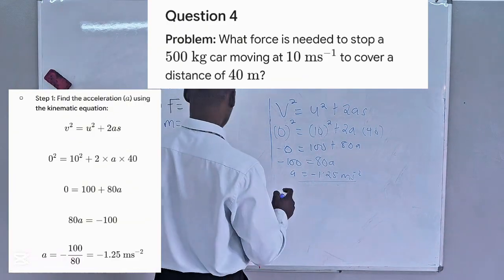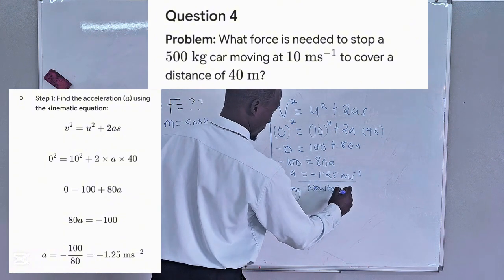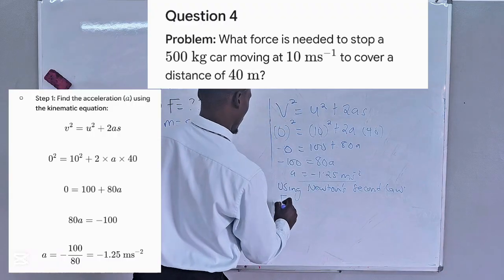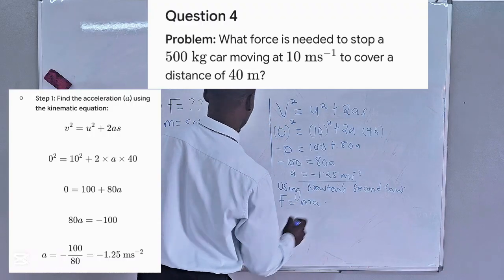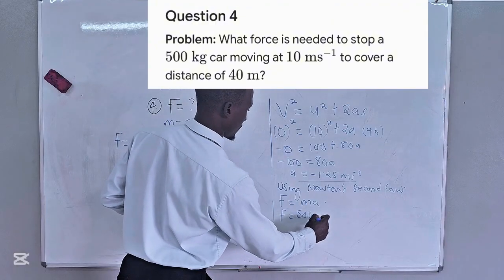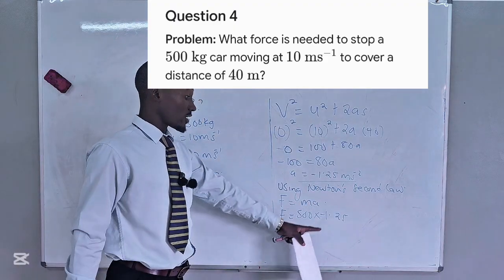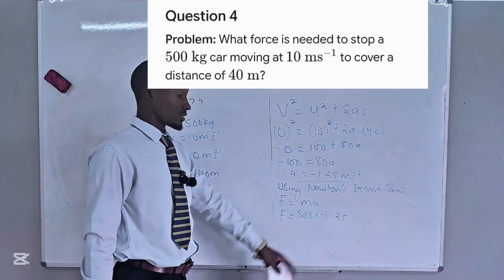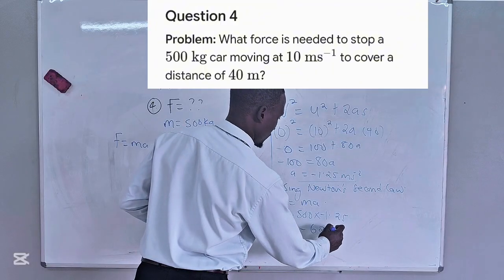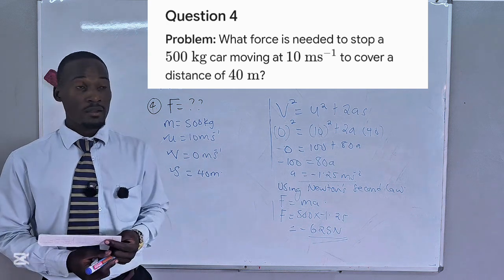We can go ahead and use Newton's second law. Using Newton's second law, we know that force is equal to ma, and this time force is equal to 500 times negative 1.25. Mind you, we substitute in with a negative. Some students forget that. This gives you negative 625 newtons. You can see that our force is also a negative.